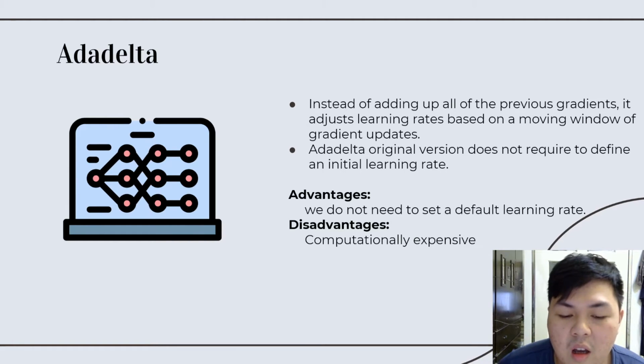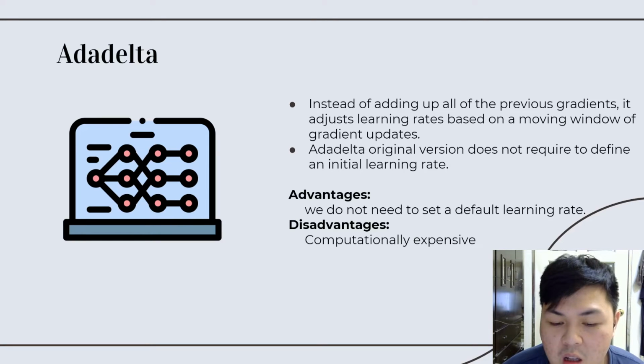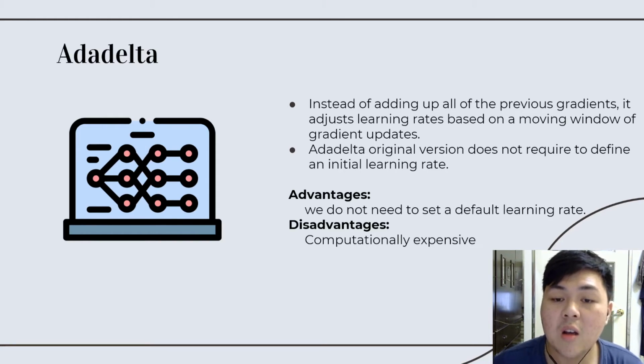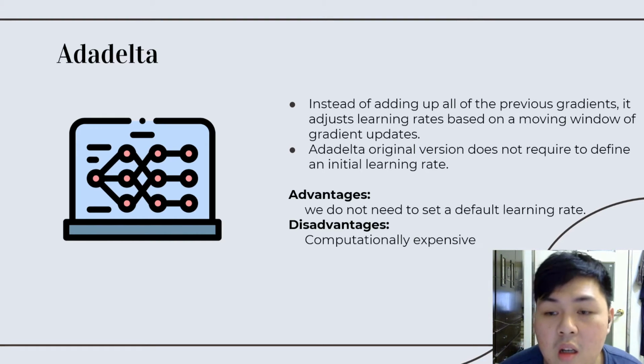So Adadelta is a more powerful version of the Adagrad that adjusts the learning rate based on a moving window of gradient updates rather than adding up all the previous gradients. And Adadelta gains new knowledge in this method even after numerous revisions. And in contrast to Adagrad, Adadelta's original version does not require you to define an initial learning rate.